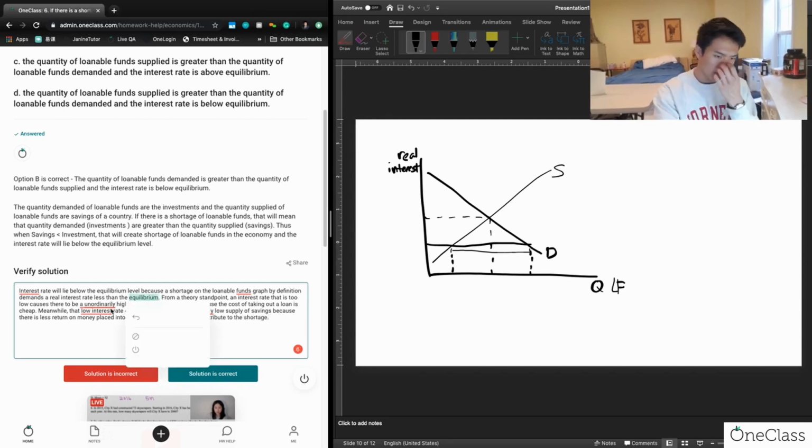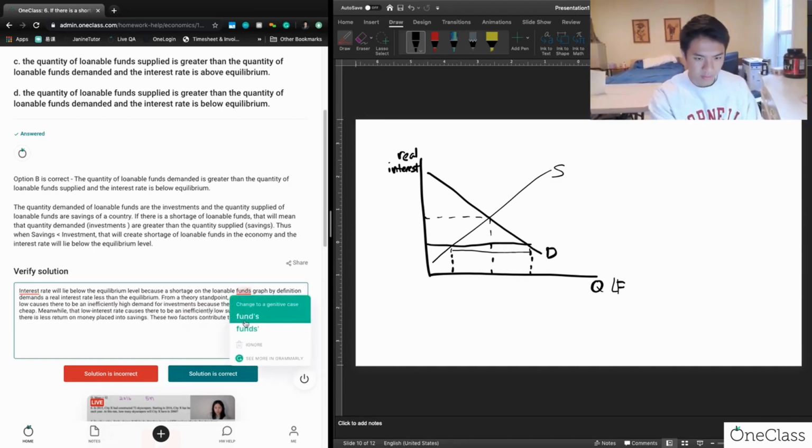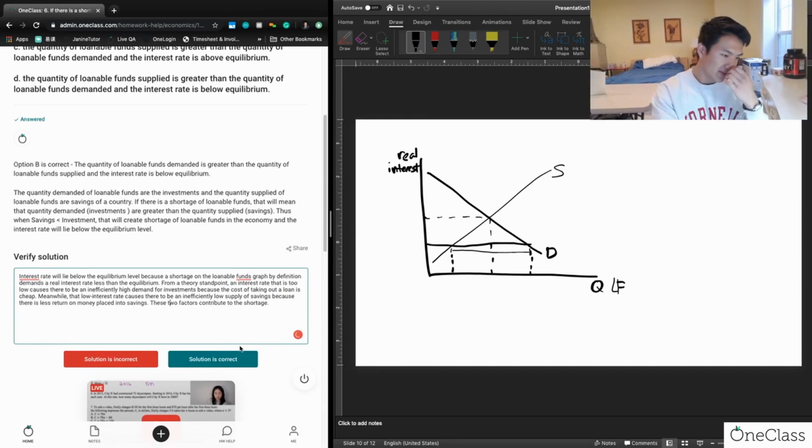Right, and so let's see, what did I spell wrong here? I guess unordinarily is not a word. Let's say inefficiently high demand, inefficiently low supply. Loanable funds, that's fine. Yeah, that's fine.